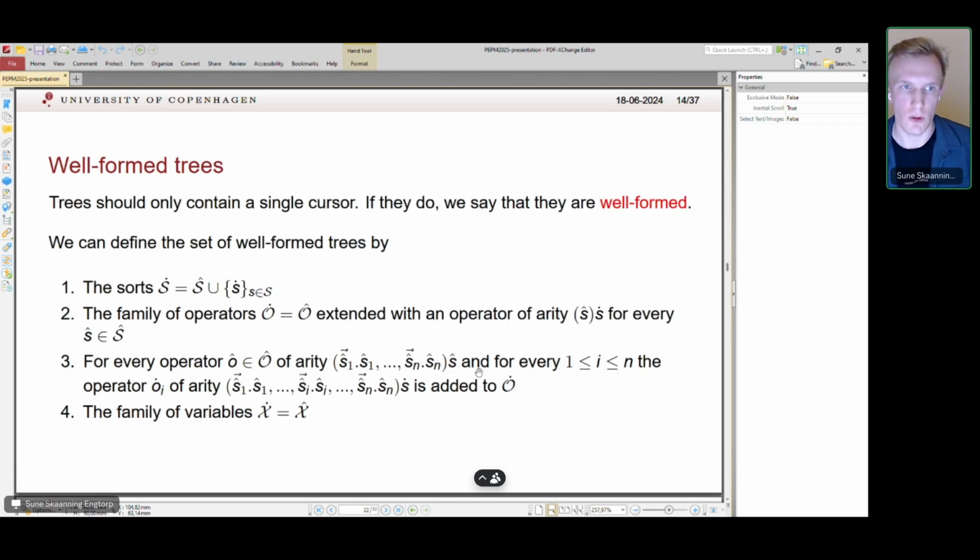And well-formed trees are trees with only a single cursor, and the cursor itself is essentially just one more operator, which is added here in step 2 to represent the cursor currently encapsulating the root of a node, or any of the immediate children of an operator.